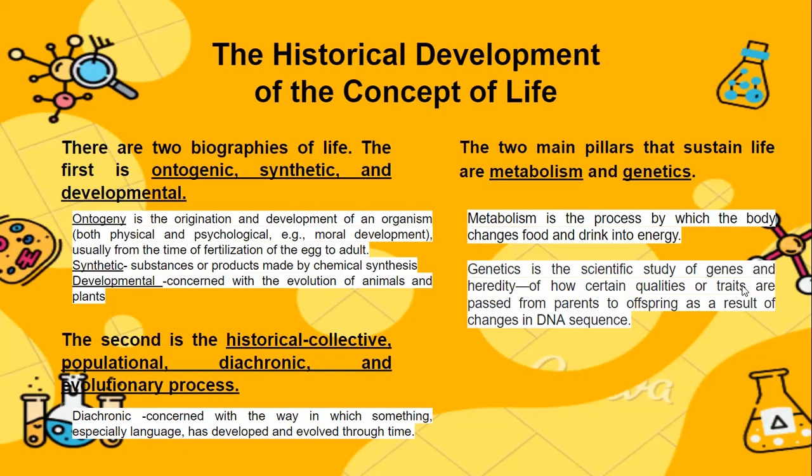So next, we have the two main pillars that sustain life: the metabolism and the genetics. Organisms also use external sources in order to fight against death. So tayo as people, kumakain tayo ng mga food, umiinom tayo to sustain life, no? So we need that energy to protect us para tayo ay maging healthy. So ito yung isang ibig sabihin of metabolism.